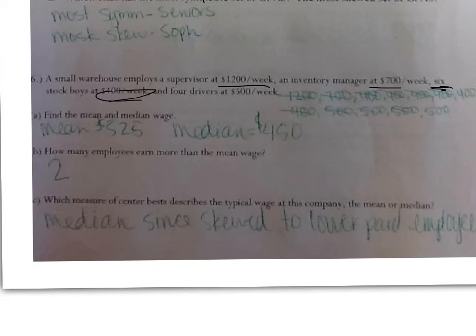So you'd actually have to put those each down. 400, 400, 400, 400, 400, 400, and 4 500s. You have to put those separately, otherwise it's not going to work. So then once you had them in, you could go back to your home screen, stat, calculate one variable statistics. The mean is 525, and you'll have to scroll down to get the median at 450.